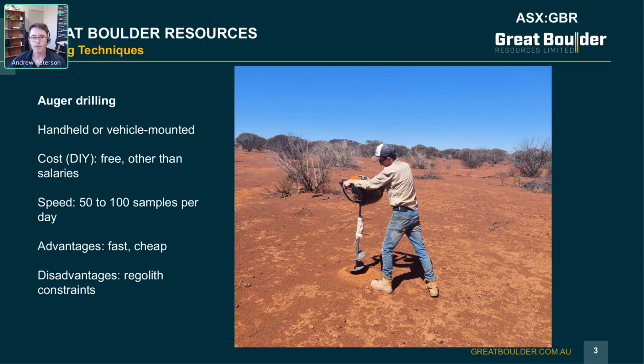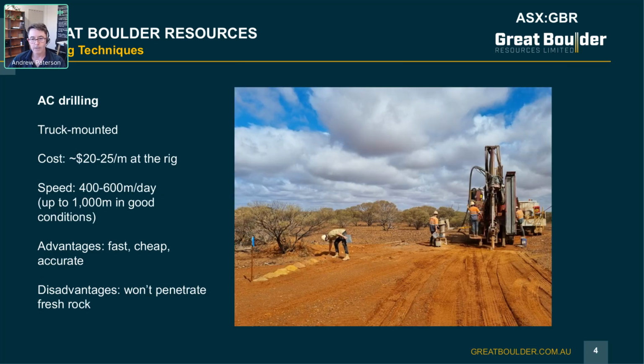The disadvantages are that it's constrained by the regolith, which means that we can't use it in any alluvial cover. It can only be done in basically outcropping or subcropping geology. The reason for that is that alluvial cover will screen off or hide any underlying mineralization. So once we've defined an early stage geochemical target, we then use air core drilling to test it.